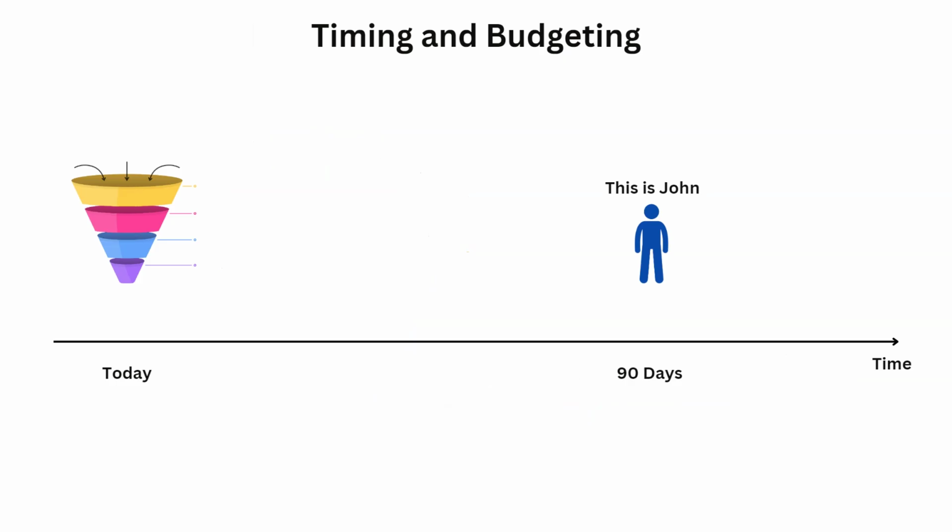Lastly, let's talk about timing and budgeting because it is important. If you build a sales funnel today, nothing will happen right away. You can't force John, who is planning a renovation in 90 days, to do it today, right? But if you let the sales funnel run for a few weeks, future buyers slowly turn into today's buyers, and you'll see a gradual increase in sales. If you keep it running for a couple of months, you'll see a bigger increase.